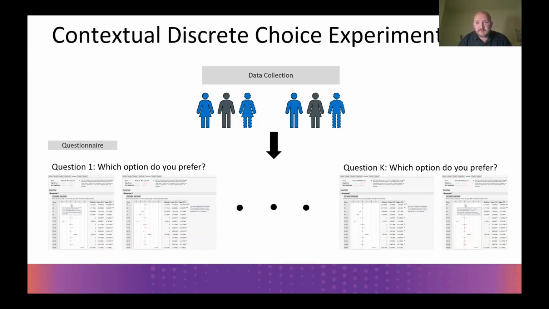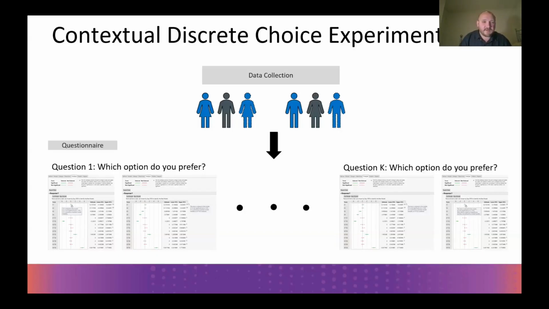In contextual discrete choice experimentation, you have a group of participants, and you have some covariate information of these participants. We call it covariate information or contextual information. Oftentimes it can be demographic information that you have on your users.